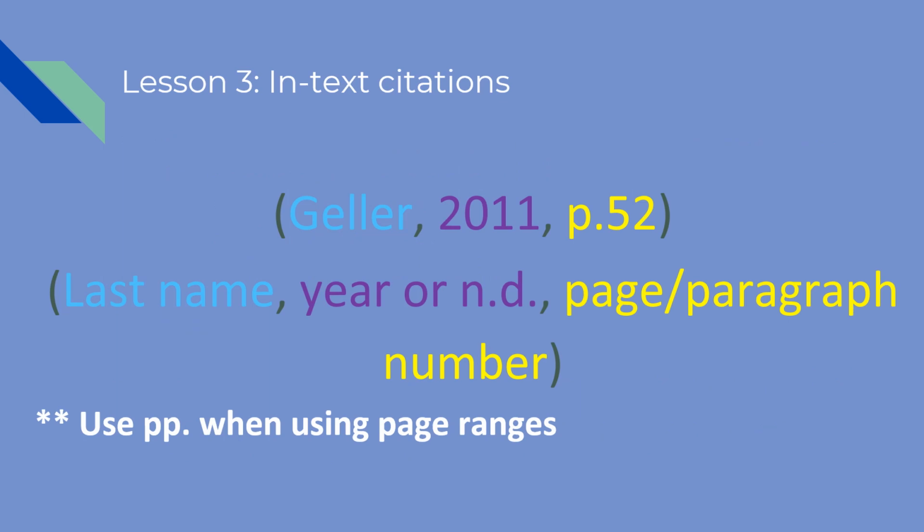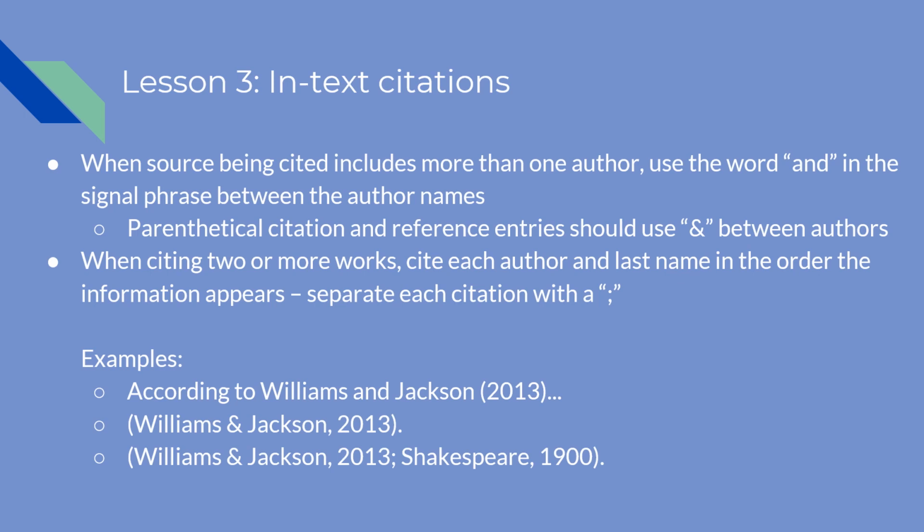I will also note that if you're using a page range, so if you have a direct quote that starts on one page and ends on another page, you should use lowercase pp period and then put the page range. If you're just using one page, then it would just be lowercase p period. When the source being cited includes more than one author and you are using it in the signal phrase of the sentence, you should use the word and. And if you're using it in a parenthetical citation, you should use the ampersand between the two authors.